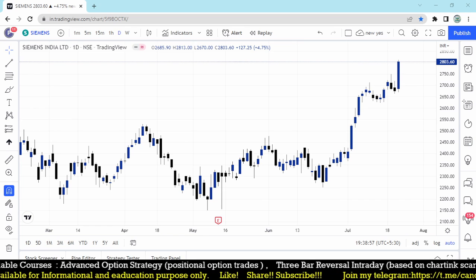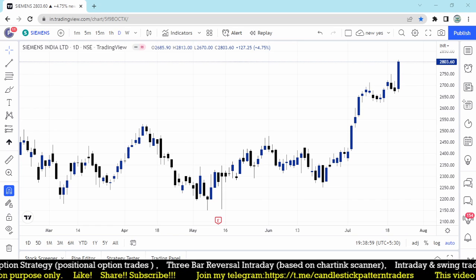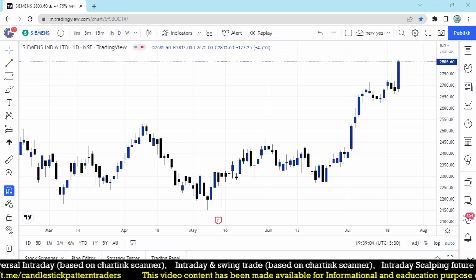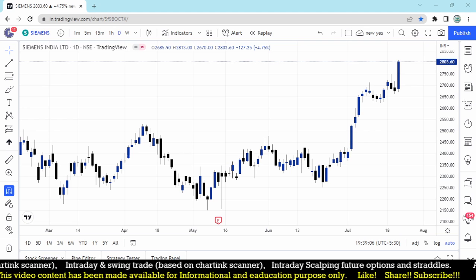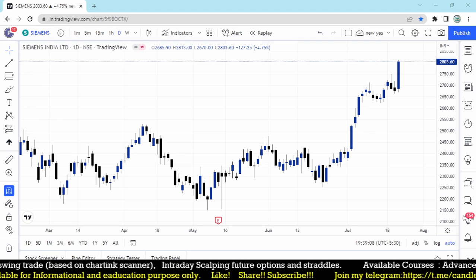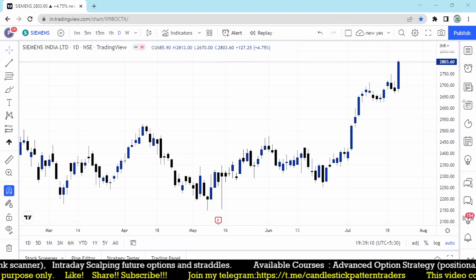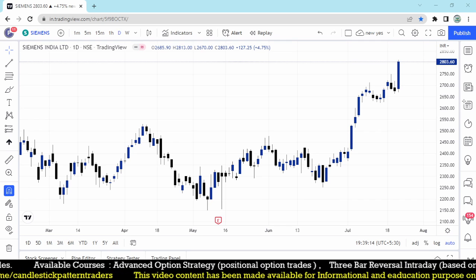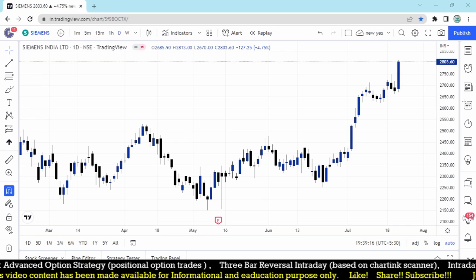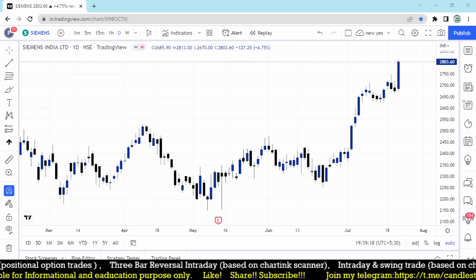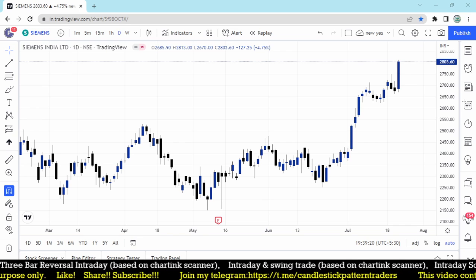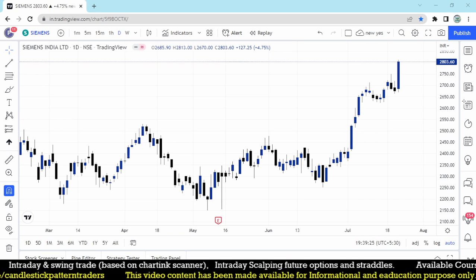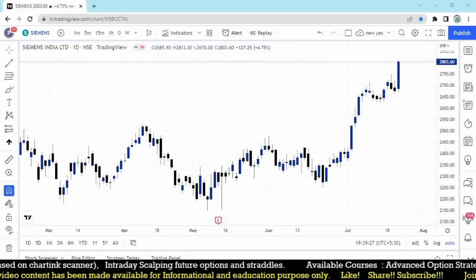Where exactly the 3-bar reversal happens, that is the main key. Recently we saw some 3 stocks where the 3-bar reversal happened at the lowest level. Now I'm going to discuss the 3-bar reversal which is happening at the highest level, and whether the stock may continue the trend or may not. That is the main key of this video.